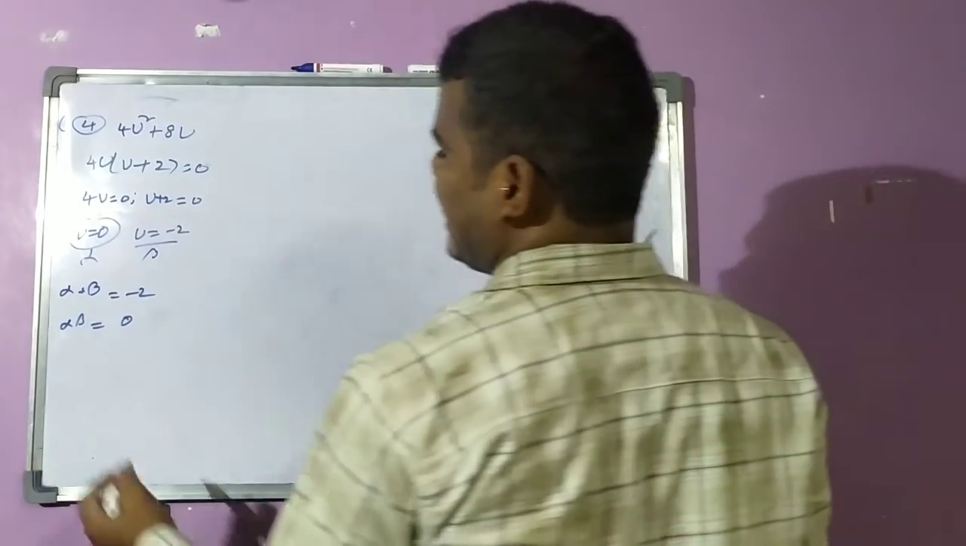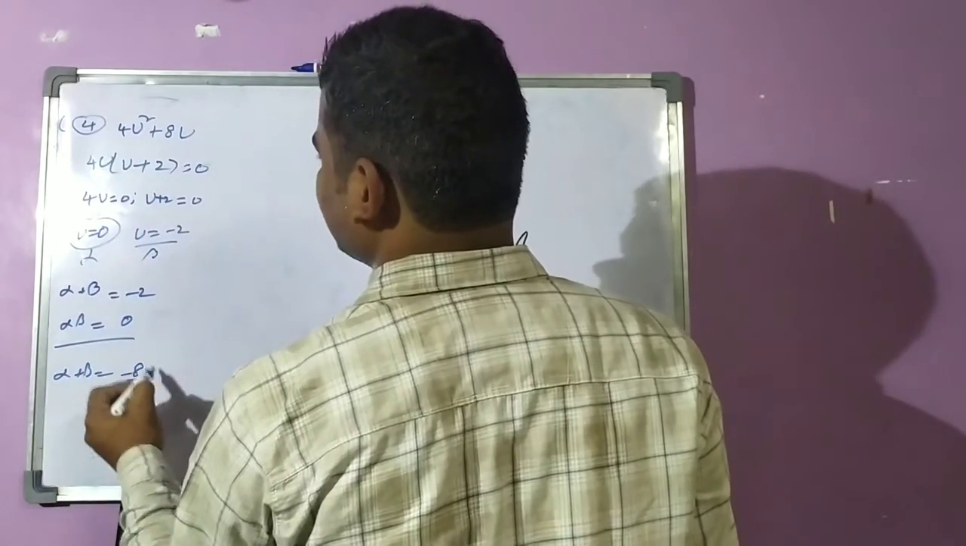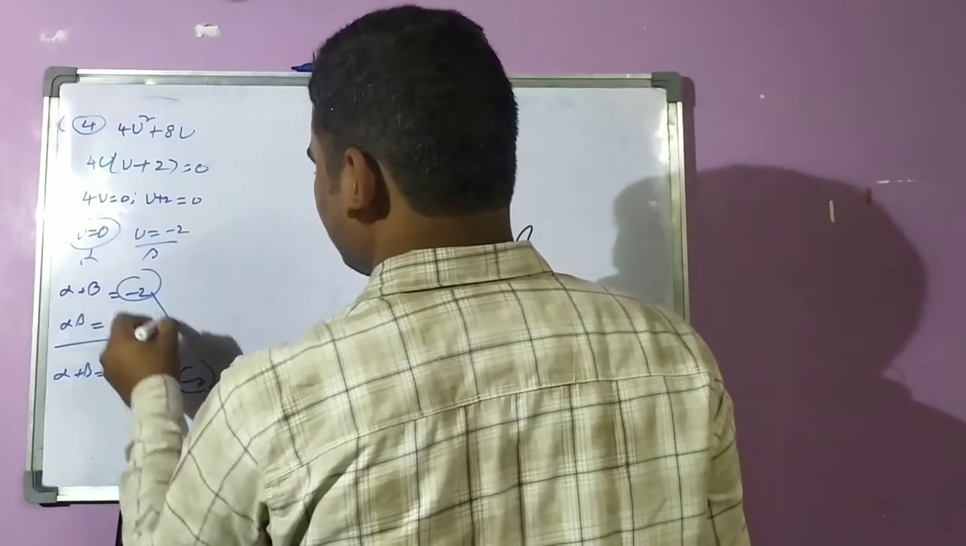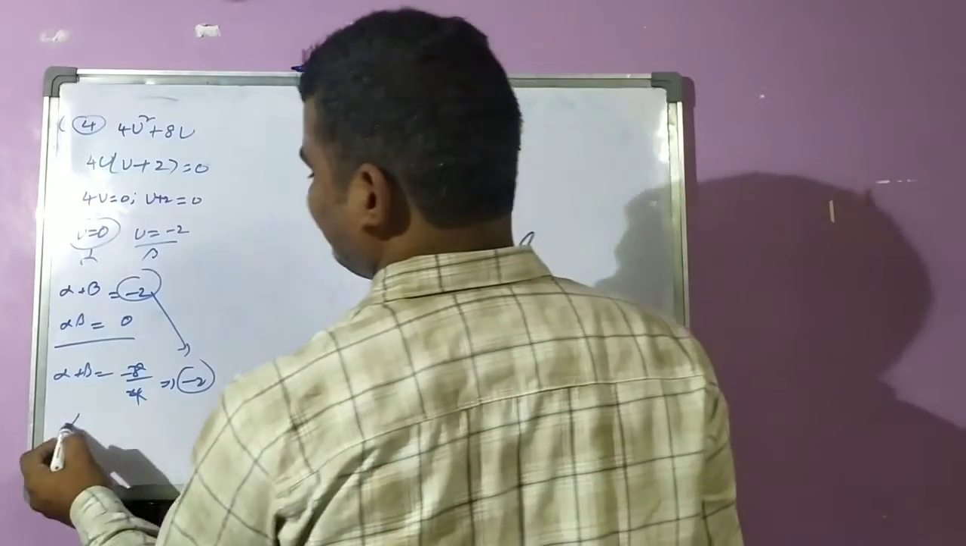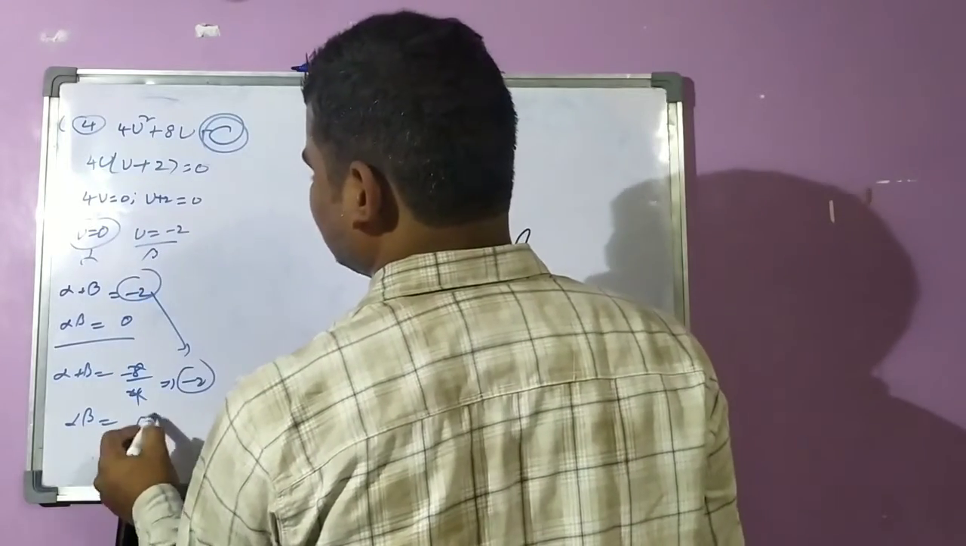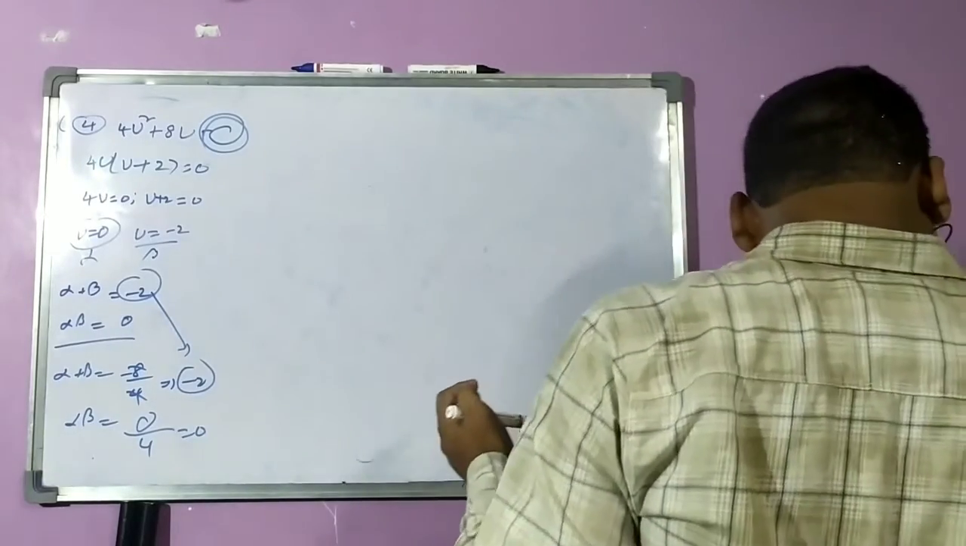Verify this. Alpha plus beta is minus b by a. Minus b is minus 8, and the a value is 4, which gives minus 2, and minus 2 is also given. Verified. Alpha into beta is c by a. What is the constant term here? No constant term. 0 by 4, this is 0. Okay.